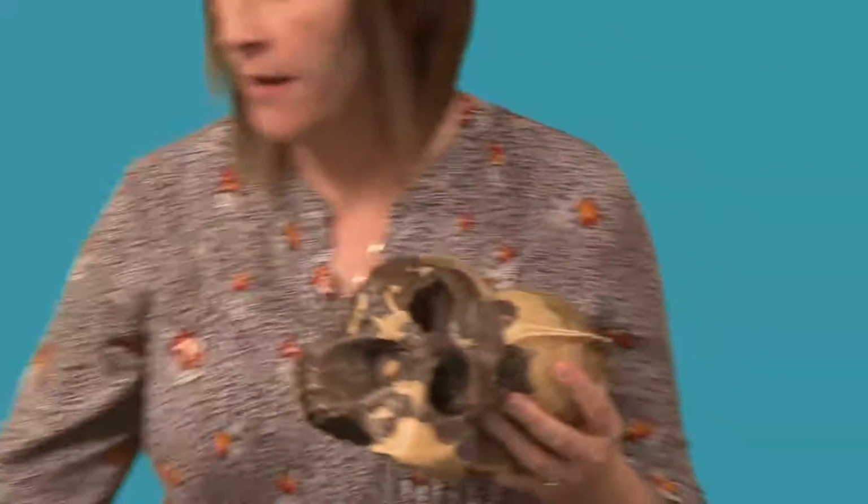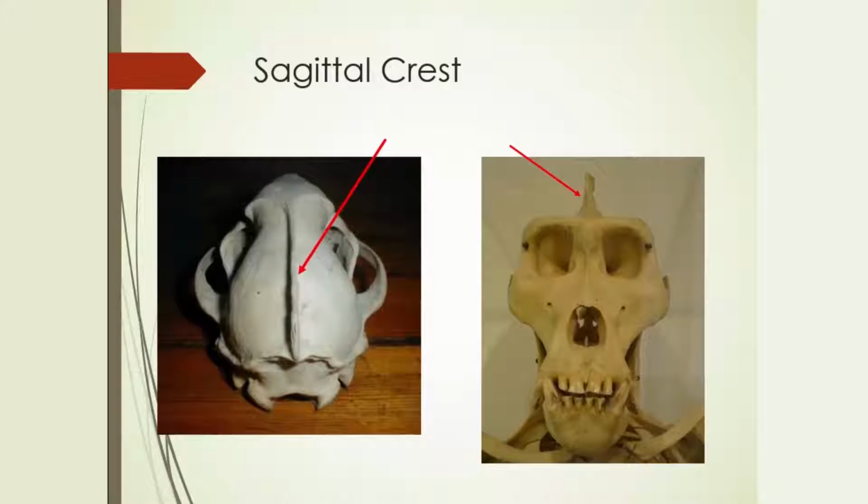So those larger muscles would create larger jaws, and because these are attaching to the skull to help with mastication, it's going to make these areas of bone a little bit more robust, a little bit bigger in size. All right, the next term that you need to be familiar with is the sagittal crest.